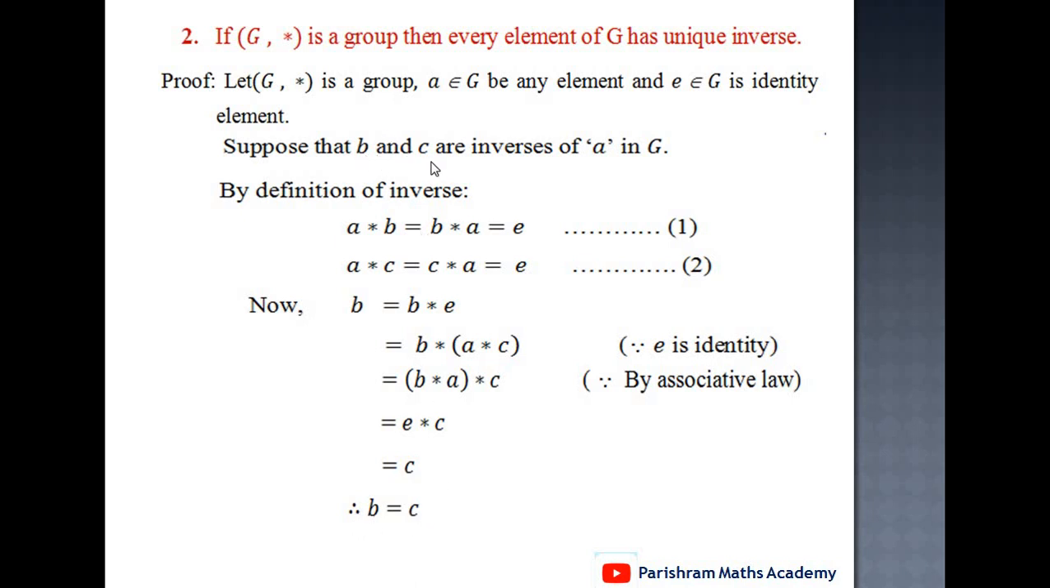It means B and C, the two inverses of A, are equal. Then we get B equals C, and therefore the inverse of any element in a group G is unique. That is, a group has a unique inverse. Third property.